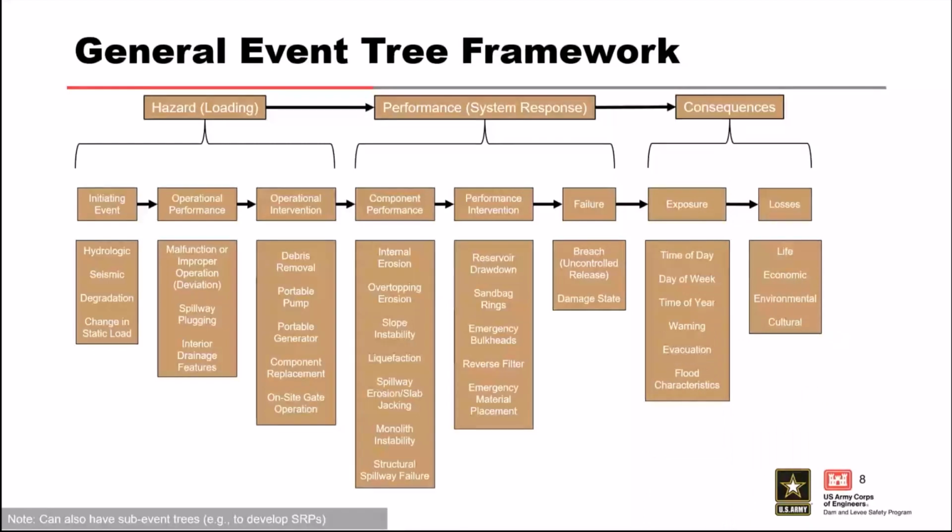And from performance, the tree progresses onto the consequences given that a failure has occurred. This element, as well as the failure sub-element from the performance, is analogous to the resulting impact on the structure in the potential failure mode description. So pay attention to this general event tree framework because we are going to be referencing this throughout this presentation. We have a few interactive knowledge checks where you're going to have to match up some of these sub-elements with the main elements in the framework.